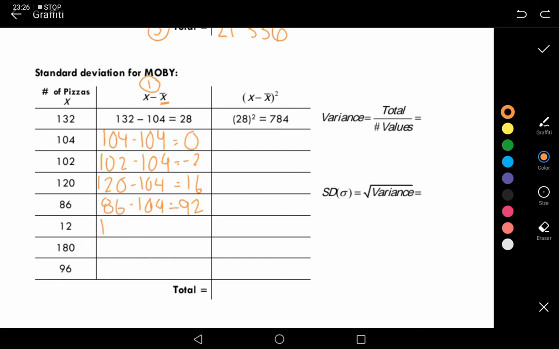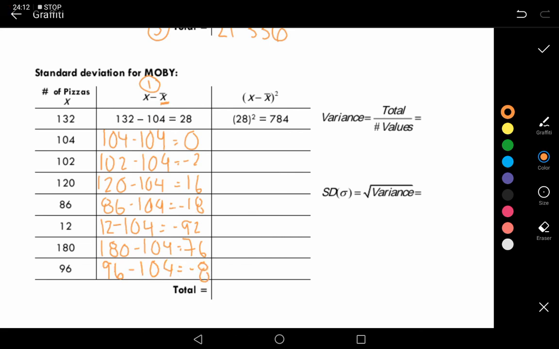Sorry, guys, I keep looking at the wrong thing. 86 minus 104 is negative 18. 120 minus 104. 12 minus 104 is negative 92. 180 minus 104 is 76. And 96 minus 104 is negative 8.